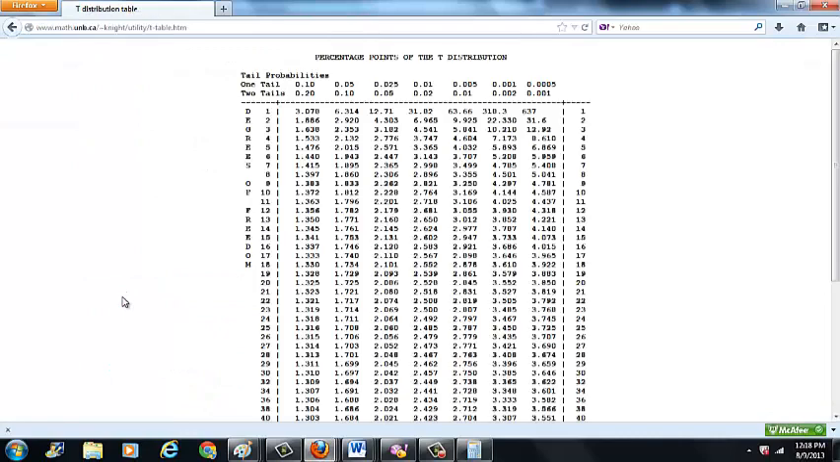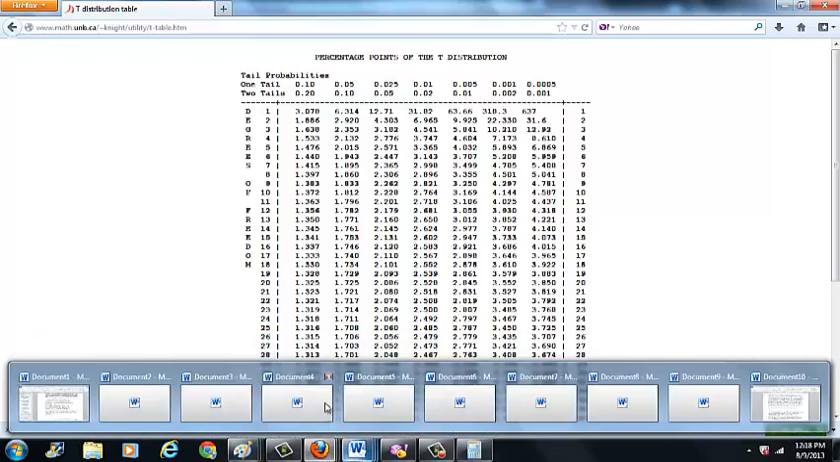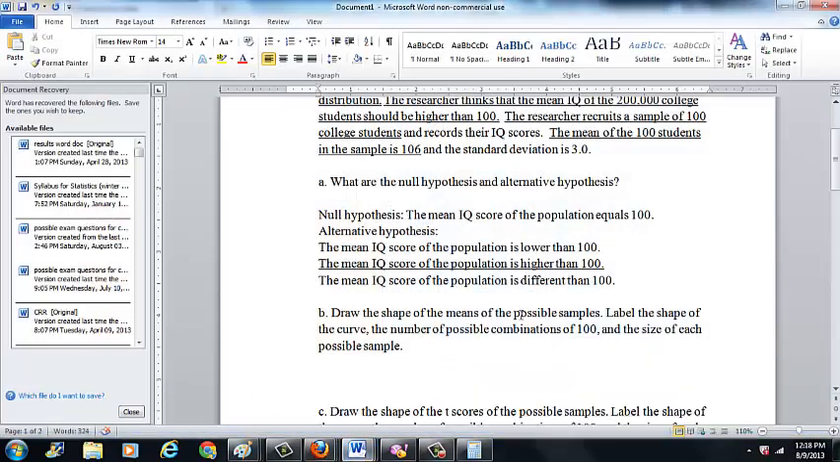This is the t-table I was using before. We have to go up here at the top and choose one tail or two tails. And I'll show you how you can figure out which one to choose. It depends on what alternative hypothesis we ended up with. These two versions of the alternative hypothesis that say lower or higher go along with one-tailed tests. These two are both one-tailed. When your alternative hypothesis ends up being this last one down here, it's a two-tailed test.